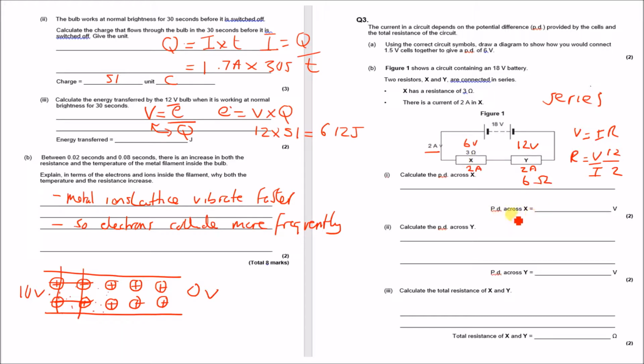So the first one is, what is the PD, the voltage across X? Well, we worked that out as 6 volts. What is the potential difference across Y? Well, we worked that out as 12 volts, and using that, we then worked out the resistance. We know that one is 3, and that one is 6, and remember, in a series circuit, all we do is add the resistors together. So we've got a 3 ohm and a 6 ohm, so that gives us a combined resistance of 9 ohms.